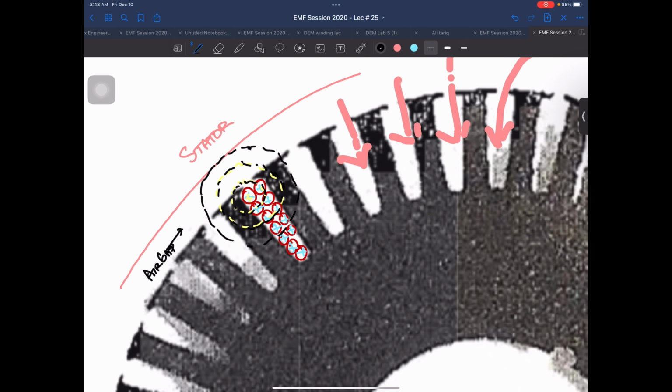So the flux being produced by the rotor bars has to reach the air gap or the stator part so that it can have the effect of the force on a current carrying conductor placed in a magnetic field.